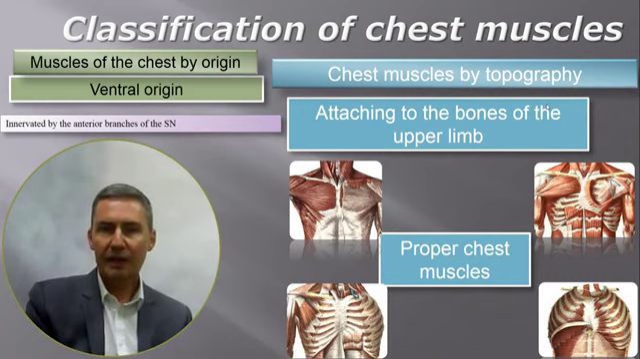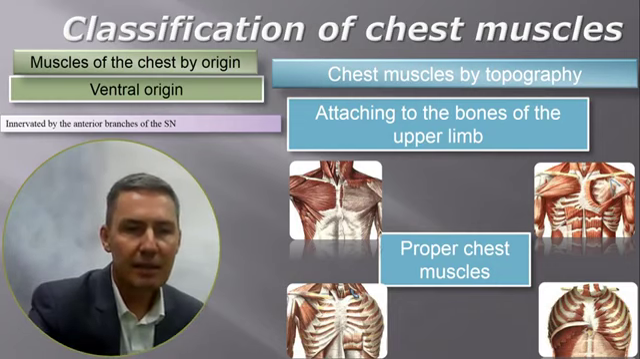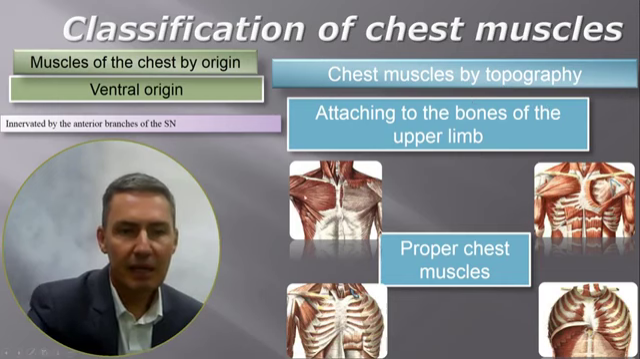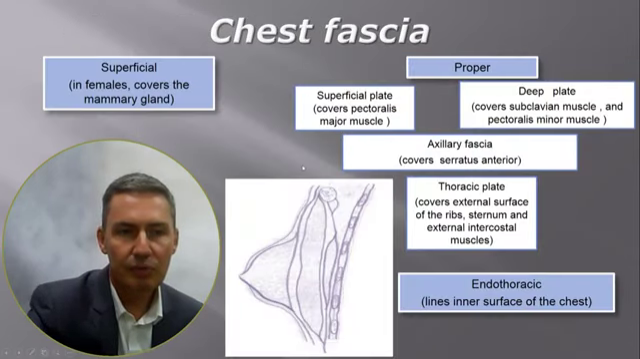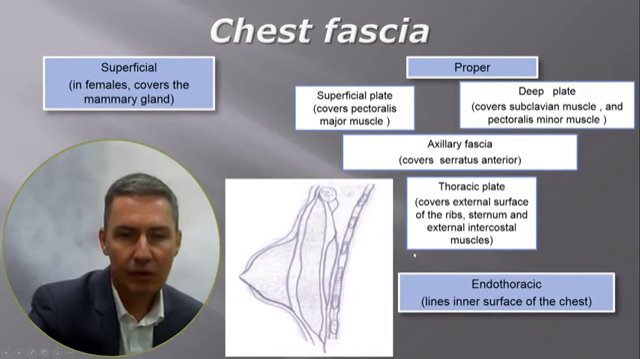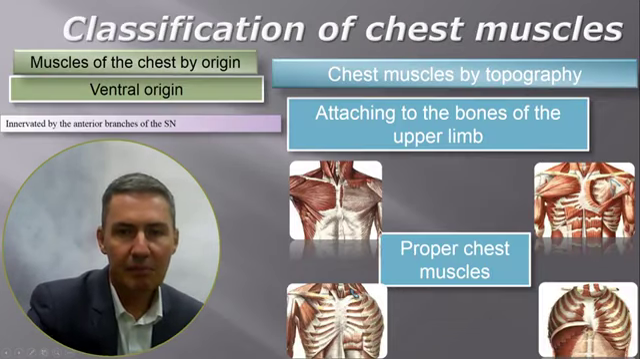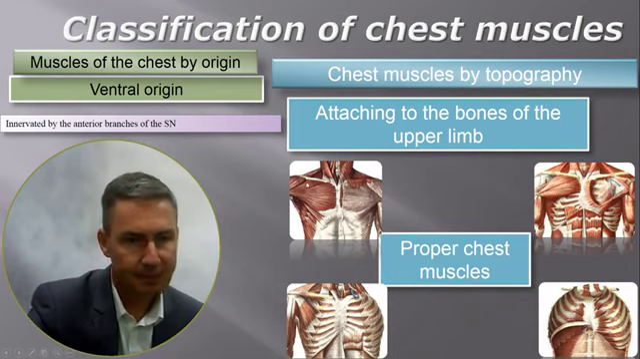By the topography, these muscles of the chest are subdivided into those attaching to the bones of the upper limb. That's why these muscles are also known as the muscles of the shoulder girdle. For example, these muscles are represented by the pectoralis major muscle, which is the most superficial, and also the pectoralis minor muscle, which is located deep to the pectoralis major.